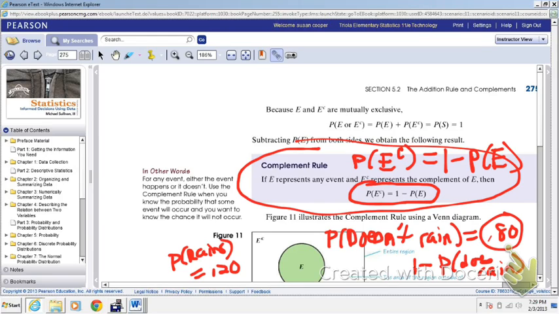Okay? That rule is going to come up a lot, because sometimes it's going to be faster to calculate the complement of something happening than to directly calculate that event happening. So we'll need that in the future.